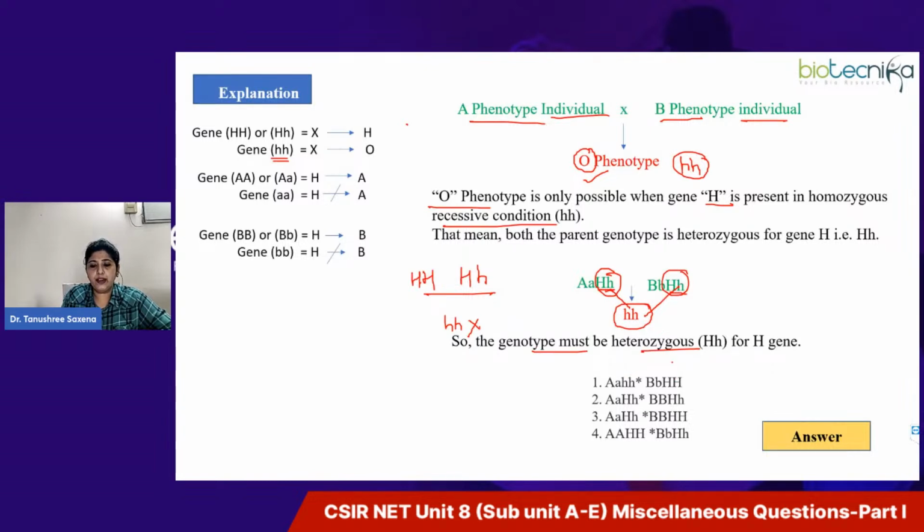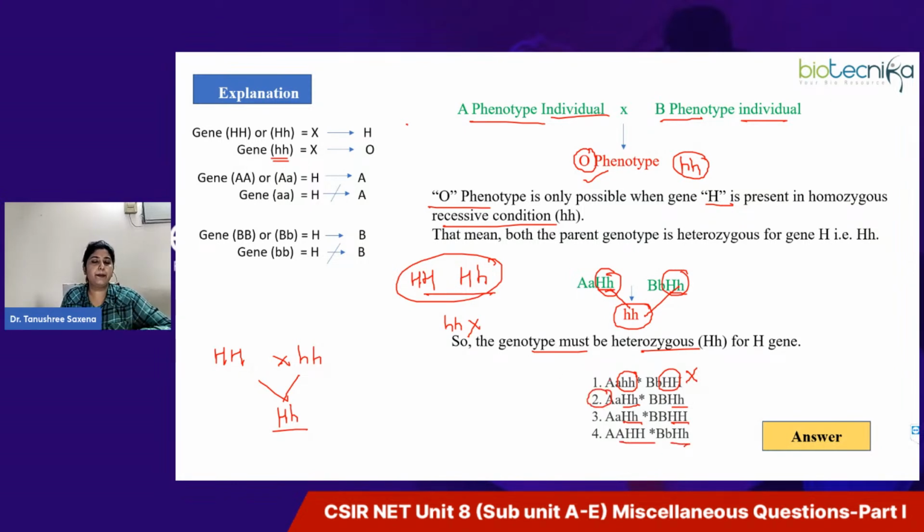If you look at the options, in one option one parent has homozygous recessive but the other is homozygous dominant. Such a combination will never give you homozygous recessive; it will give you the heterozygous condition in the progeny. Then yes, the second could be the answer. If you see the third one, it cannot be the answer because the other parent is not contributing a recessive allele. And this one also cannot be the answer. So it's very simple. The answer here is option 2.